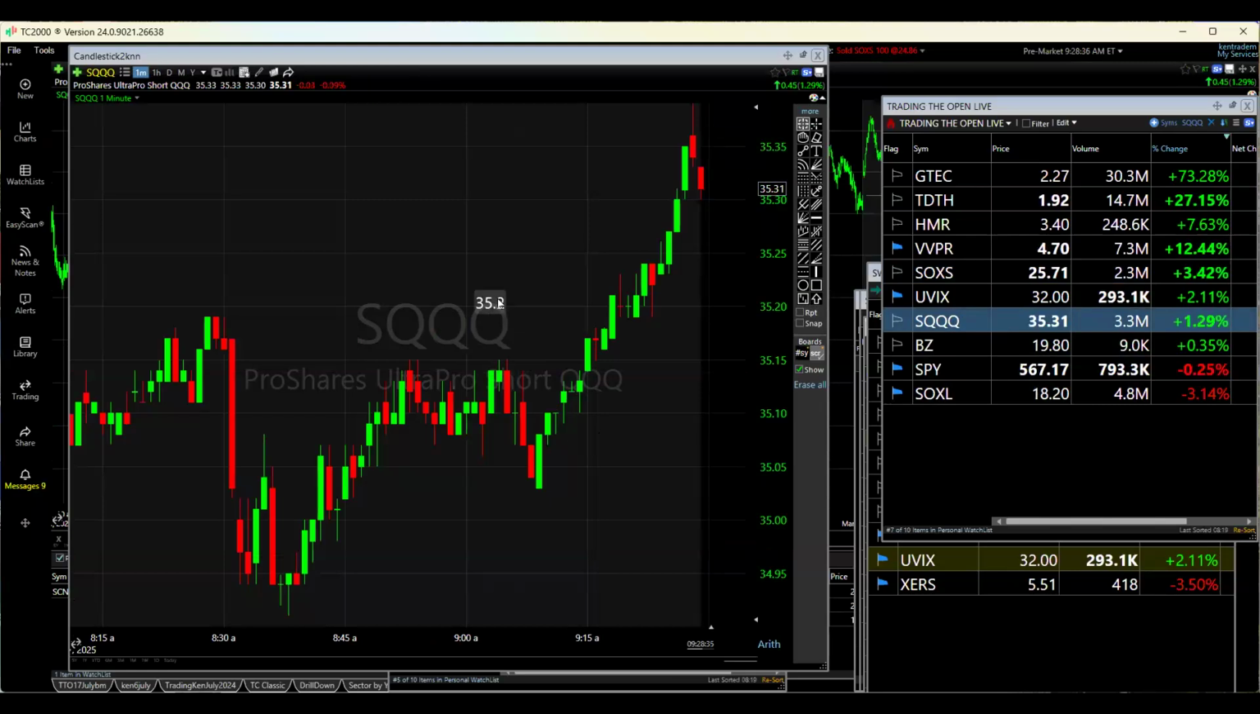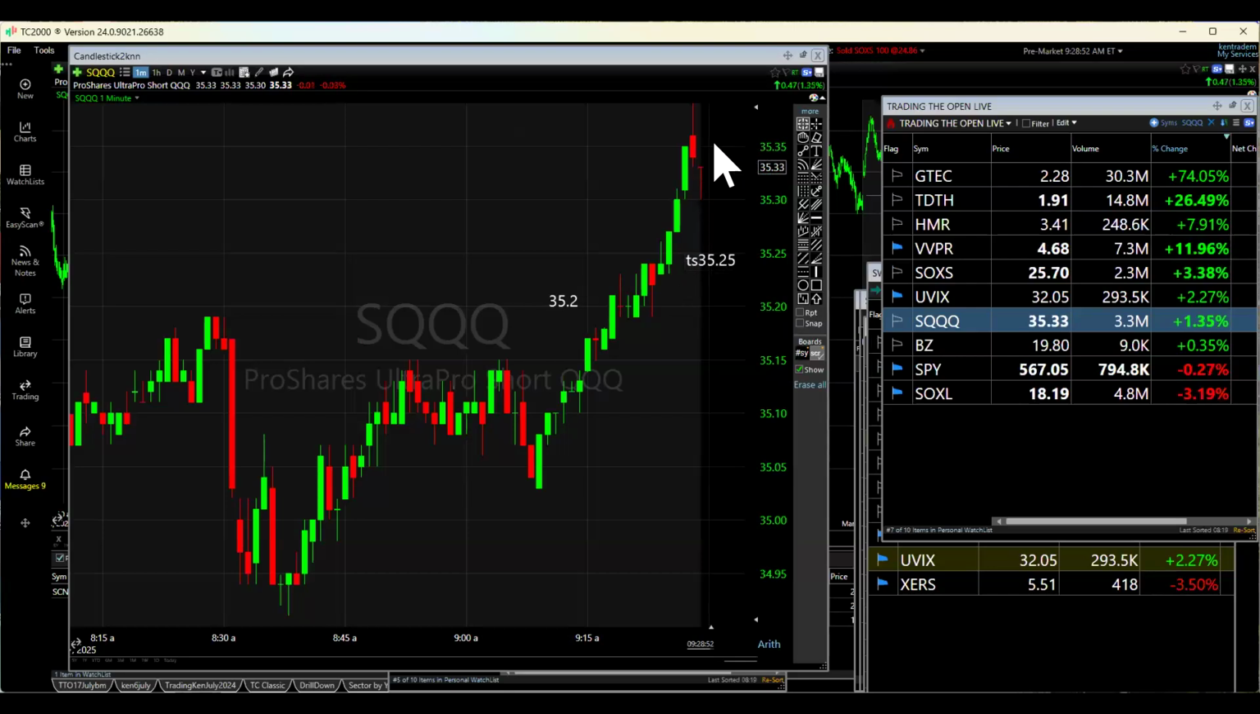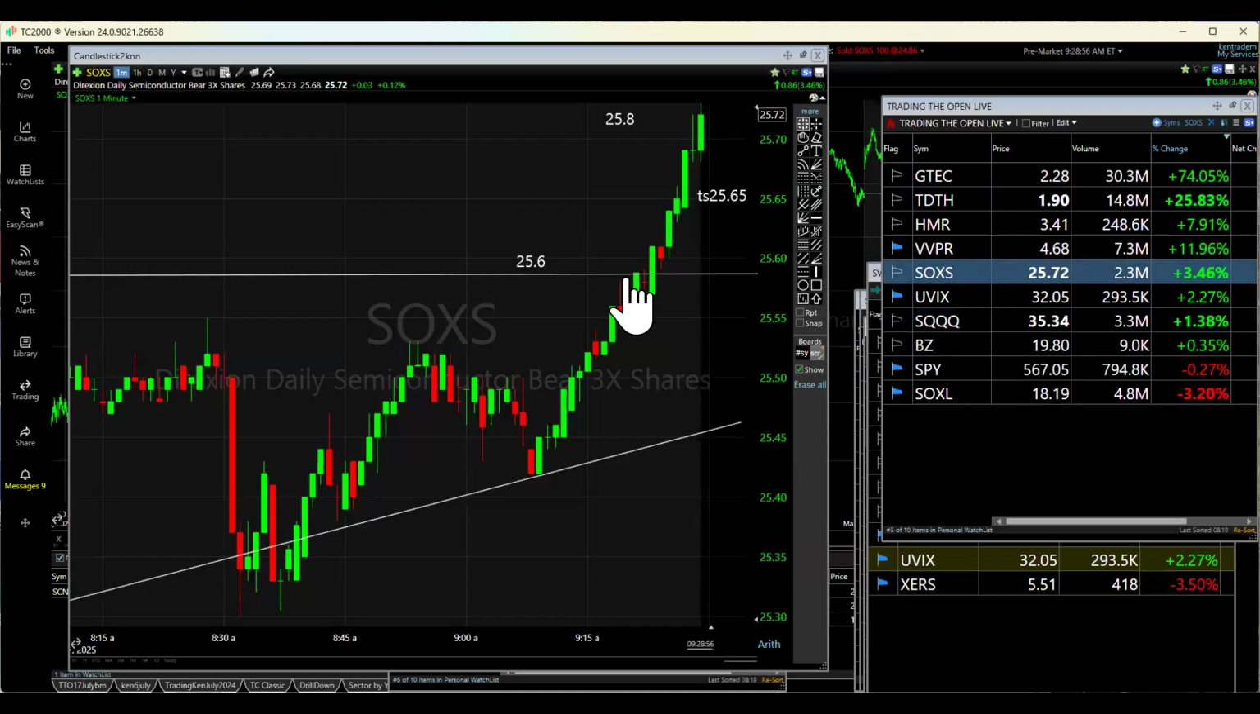Let's stop at 35.25, and come away with this nickel for our trouble. If it does stall before that and keep going up, great. If not, we walk out a winner. Same thing there.